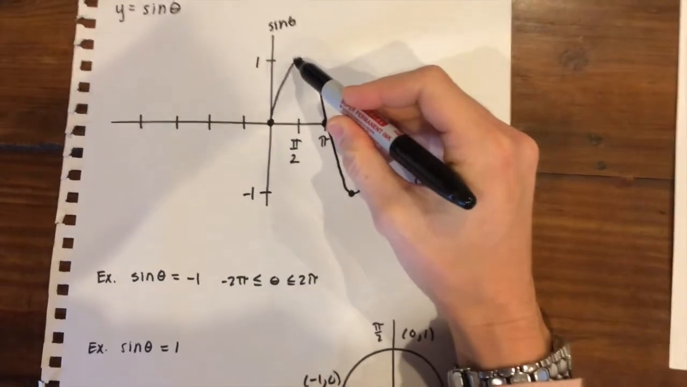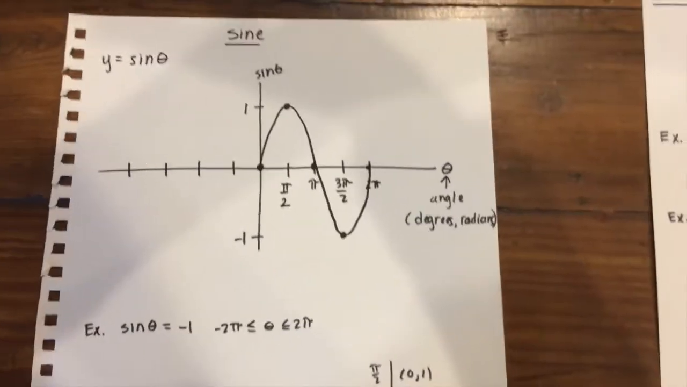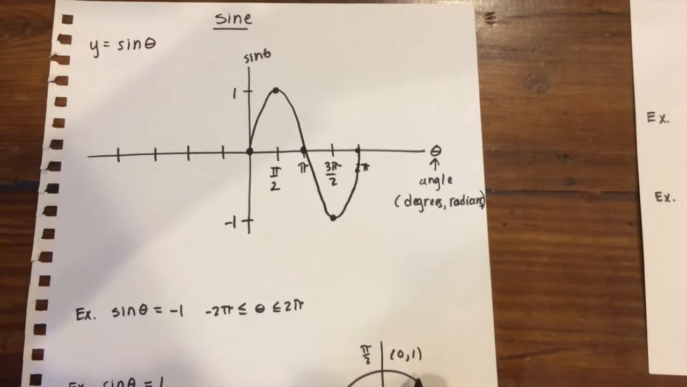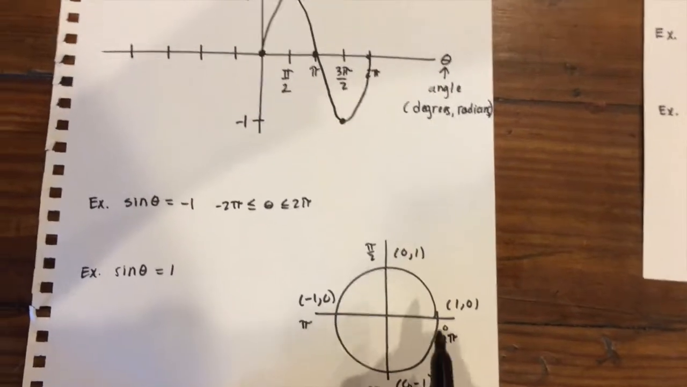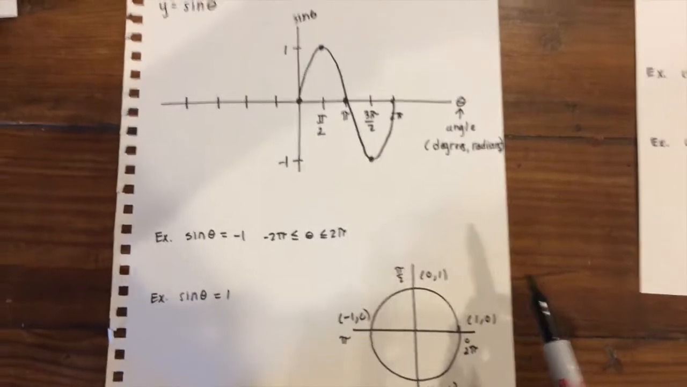And sine is a smooth curve. It doesn't have points at the end. It's not sharp, it's smooth. You would know that if you plotted every single one of the points for every single one of the angles on the unit circle.